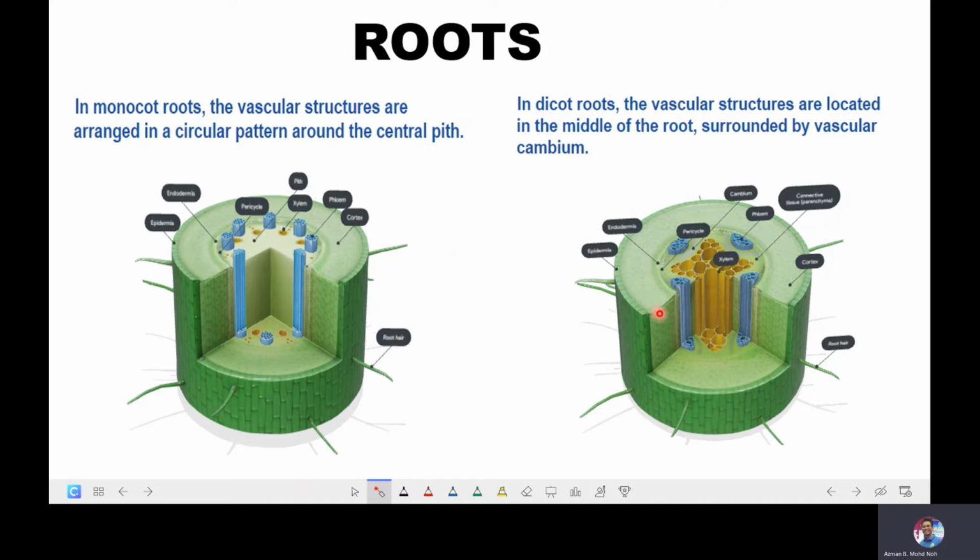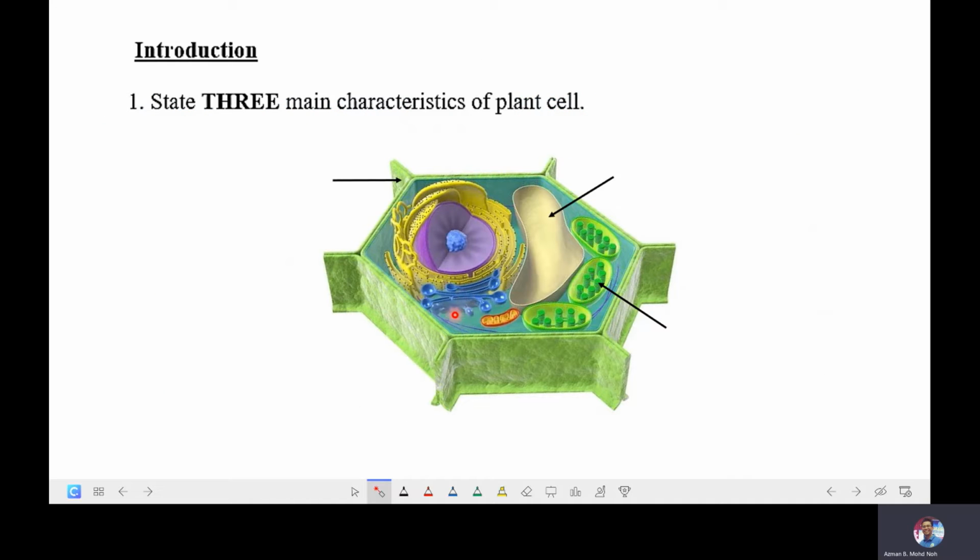So if you look through the app that is given through the link just now, you'll be able to see the three-dimensional image for these structures. Okay, and so let's look at the introduction part, in which you need to try to answer some of the questions given. For the introduction part, question number 1, you need to state 3 main characteristics of the plant cell.